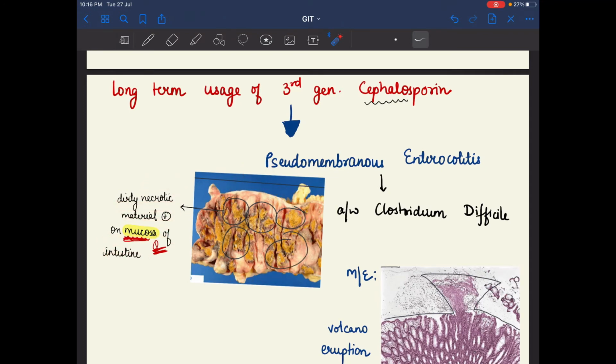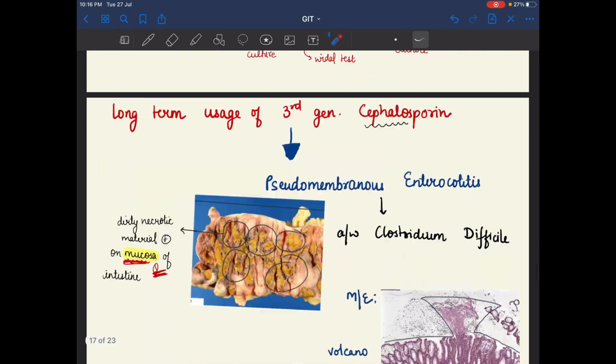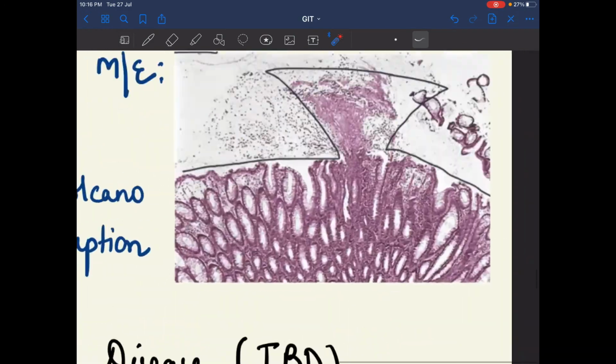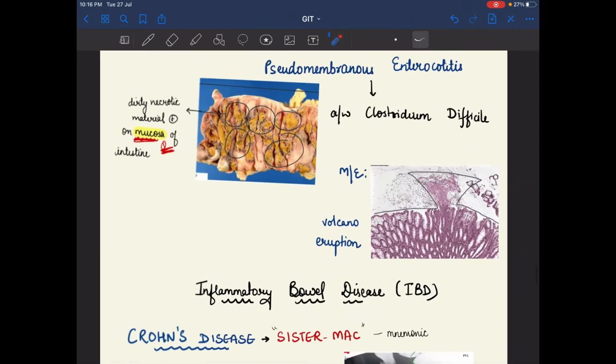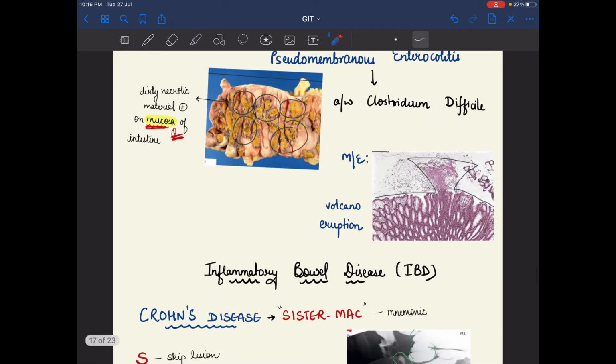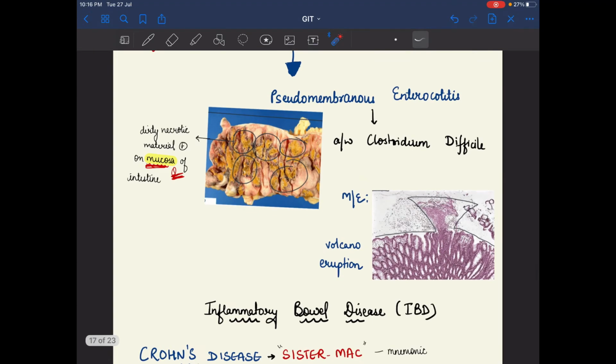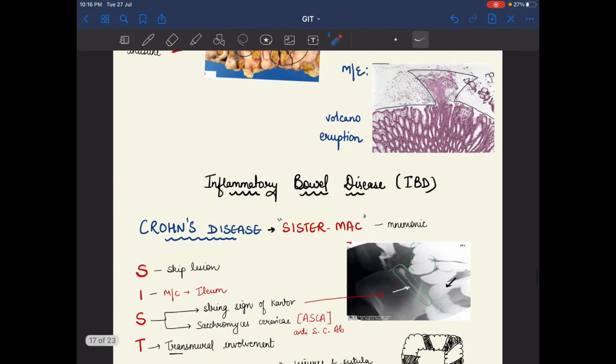It is pseudomembranous enterocolitis, which is seen on the long term use of third generation cephalosporin. And cephalosporin is given for the treatment of typhoid. Okay, so on the microscopy we see that there is a volcano eruption. So a volcano eruption is seen on the microscopic examination of the typhoid. Now, that was about pseudomembranous enterocolitis.